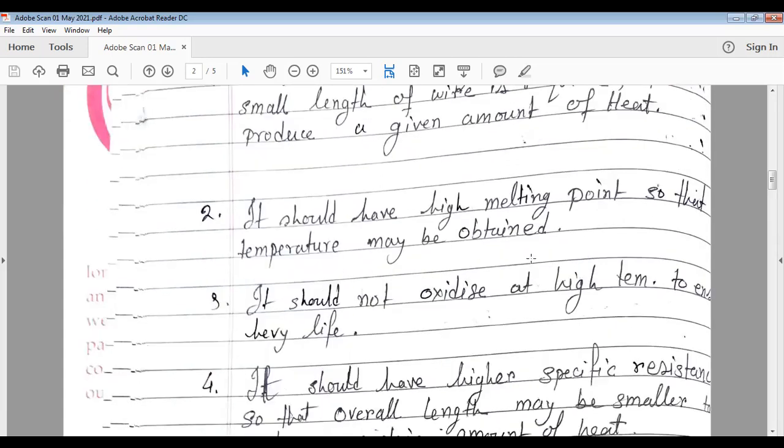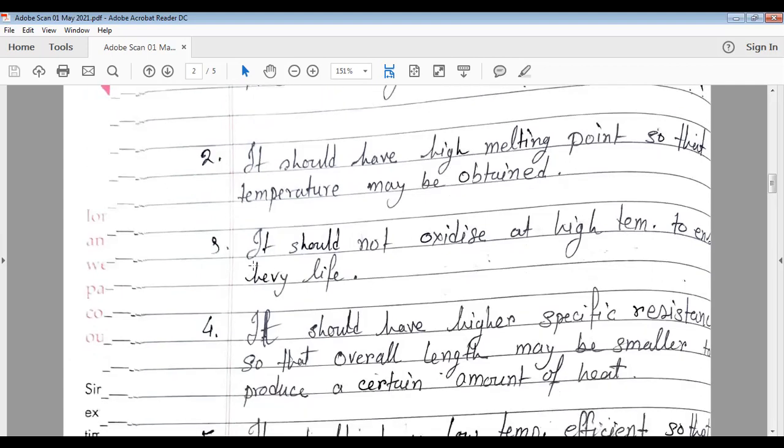Okay. The next point is it should have a high melting point. So if you are using soldering wire, then a small amount of heat may melt the body, but it should have a high melting point, so that you can use this metal at high temperature. Okay, so you can see this. Next, the third point: it should not oxidize at high temperature.